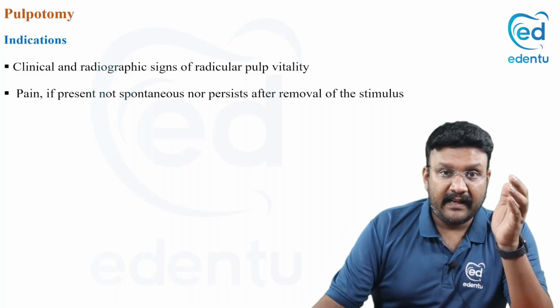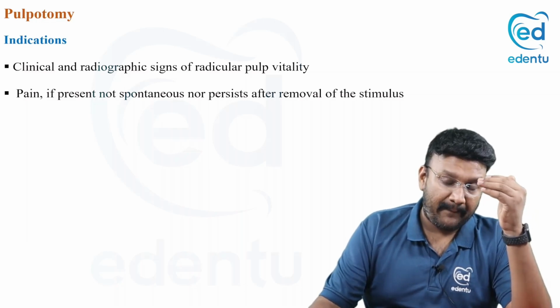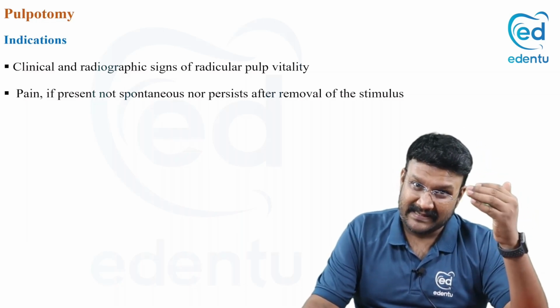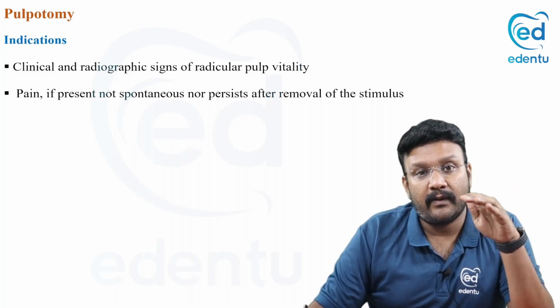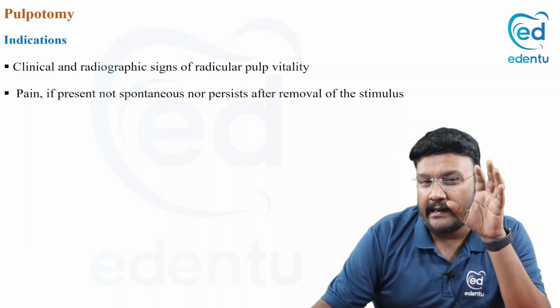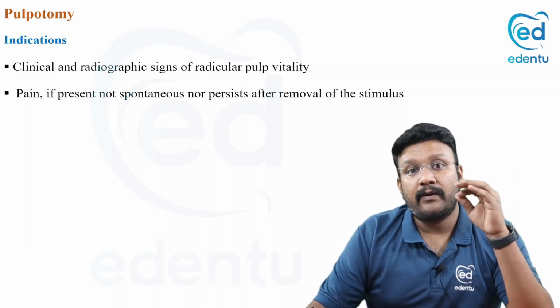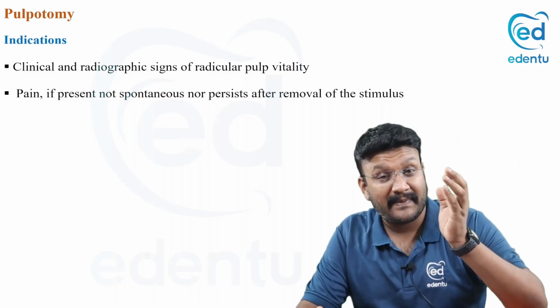Clinically or radiographically, you can see that the caries is approximating the pulp. It is not involving the pulp, it is just approximating the pulp, and there is no radicular or interradicular radiolucency present, which shows a clear picture that your radicular pulp is vital or healthy.